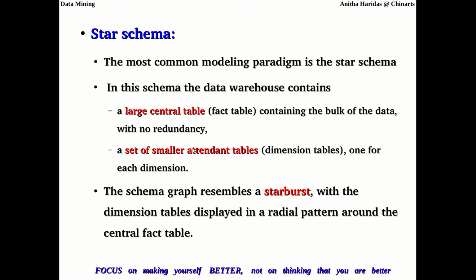So this is the most common modeling paradigm that is used for MD model. In the schema, the data warehouse contains a large central table which you call as the fact table that contains the bulk of the data without any redundancy, and it also contains smaller attendant tables which you call as the dimension tables. For each dimension we will have one dimension table, and this schema graph resembles a starburst with dimension tables displayed in radial pattern around the central fact table.